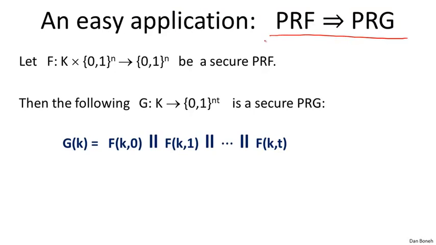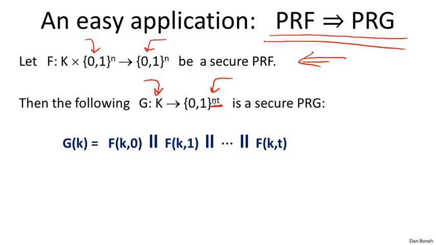Okay, so just to show you the power of PRF, let's look at a very easy application. I want to show you that pseudo-random functions directly give us a very simple pseudo-random generator. So let's assume we have a pseudo-random function that goes from n bits to n bits, and let's define the following generator. Its seed space is going to be the key space for the PRF, and its output space is going to be t blocks of n bits each.